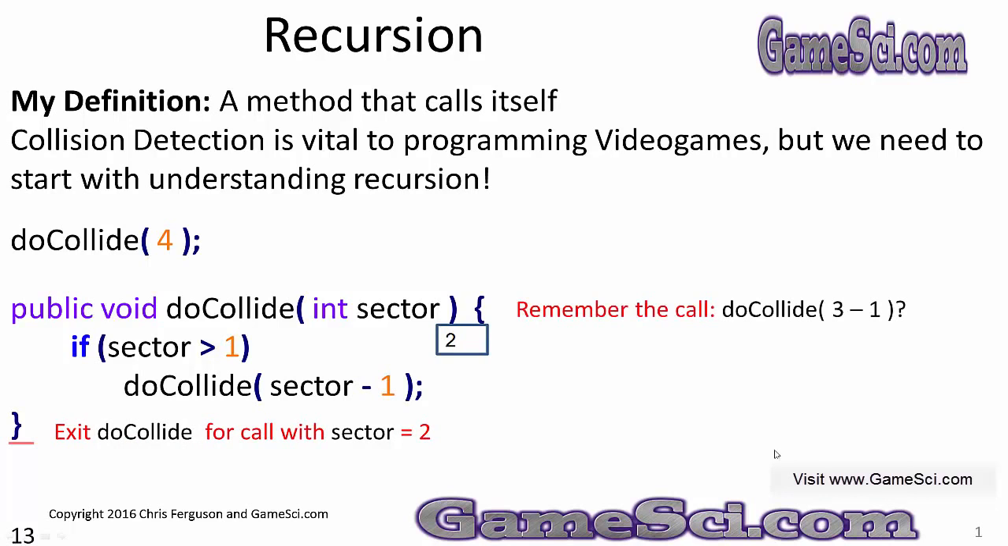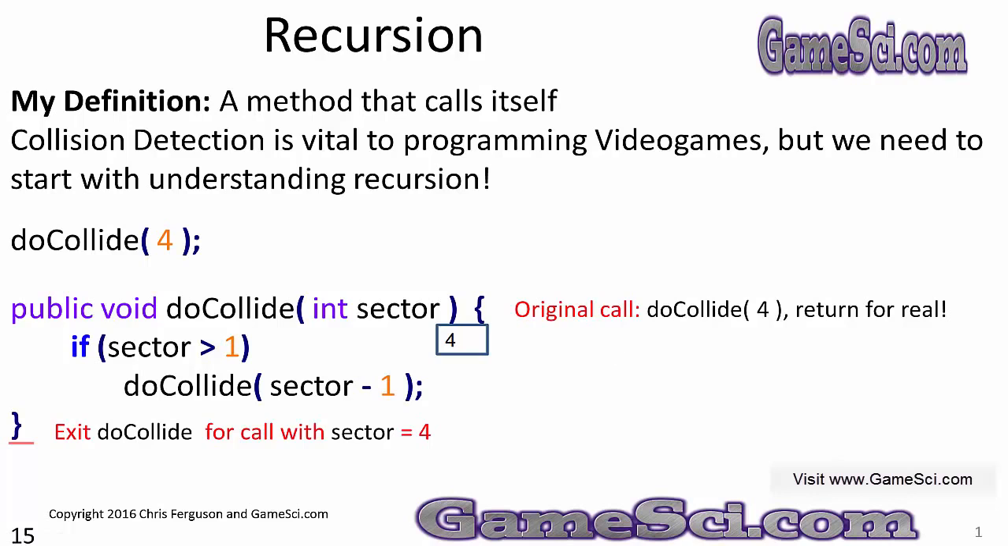Now, we had previous calls to doCollide. Remember, we called doCollide with a parameter of 2. Well, we still have to exit doCollide. After this line of code executes, when the parameter was 2, we still have to execute that code. Then we have to execute when sector number was 3. Remember the call to doCollide when we did a 4 minus 1? Well, we still have to exit that call to doCollide.